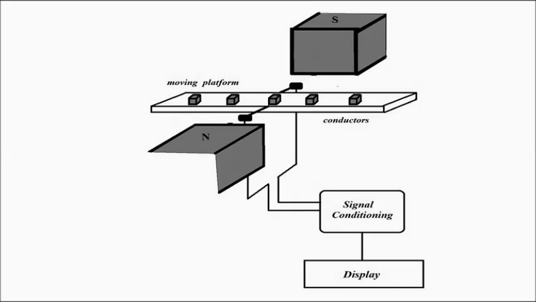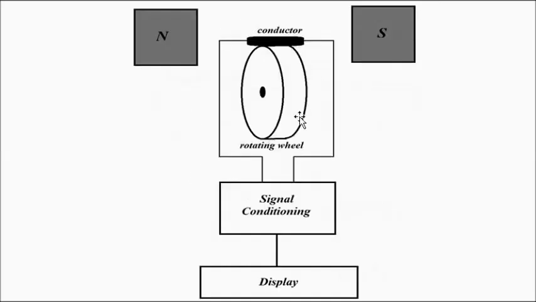Now for angular displacement or rotational displacement, the setup is the same. We have a permanent magnet which produces the magnetic field. In this case, instead of a straight platform, we have a rotating wheel on which a metallic conductor is connected.